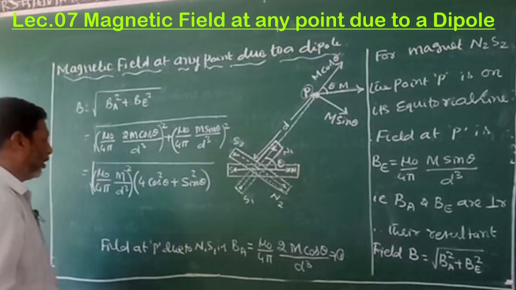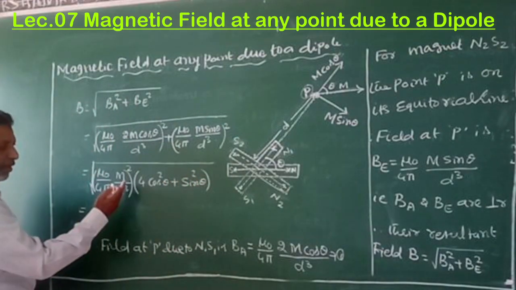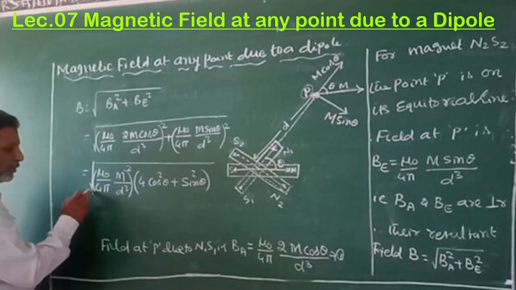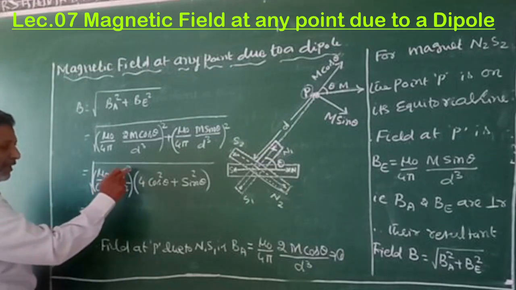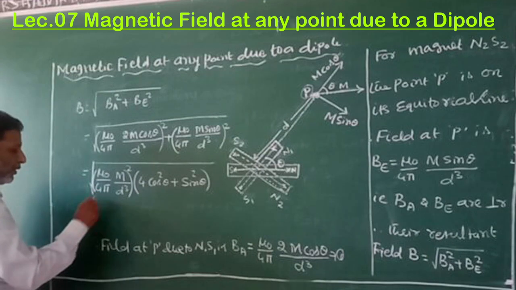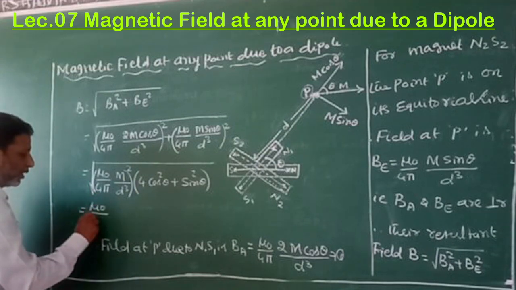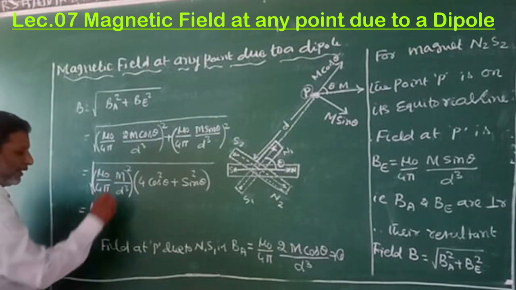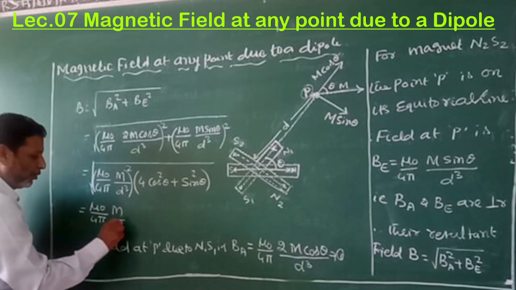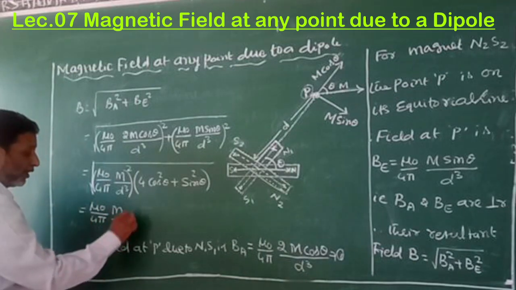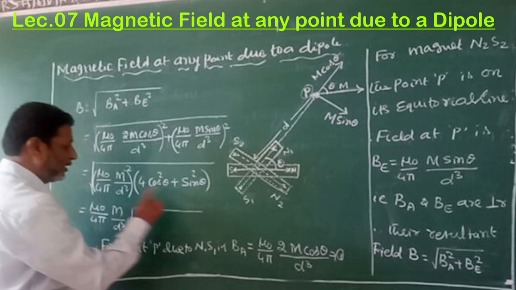Now, since this is a square, when you take it out of the square root, you will get mu naught divided by 4 pi, M divided by d cube, and then the square root of the remaining part.